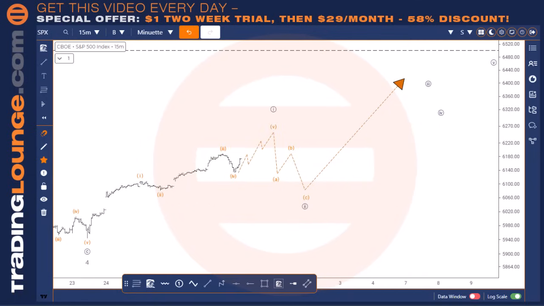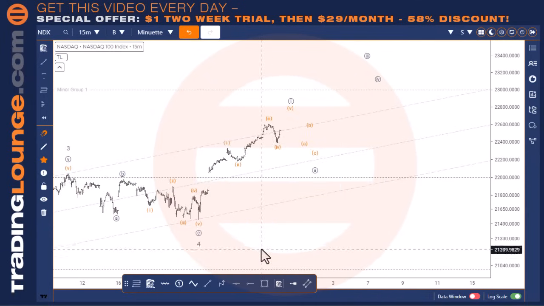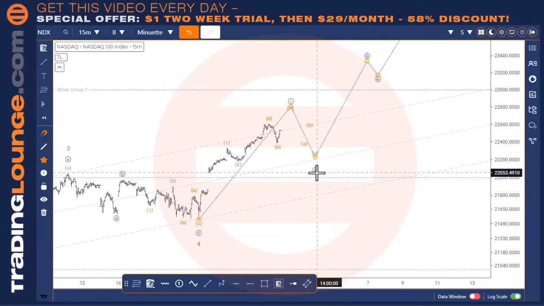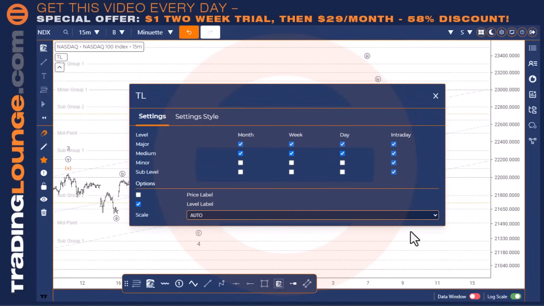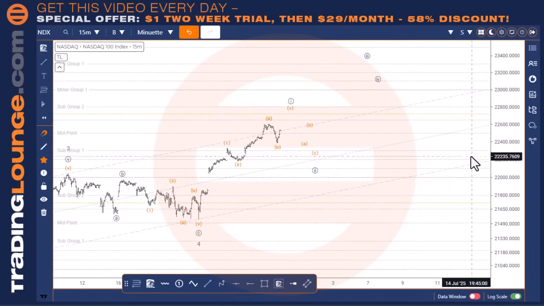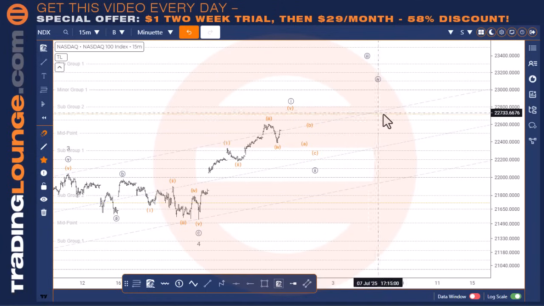Let's have a look at the NASDAQ. So very simply, we've got wave 4 here, and we're going up for wave 1 with an ABC back for wave 2. And basically we're going from 22,000 to 23,000, and the trading levels between those will be, well, we've got group 1 here at the moment, so we're at the midpoint, and then there's going to be group 2 here, 65, 72 and 80, so you'll need to work through that.